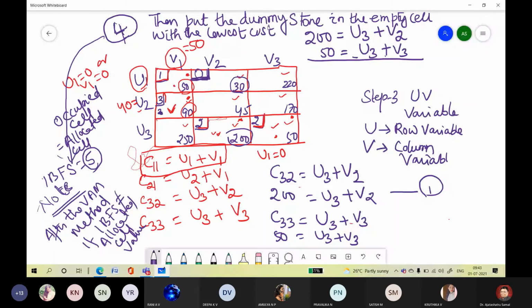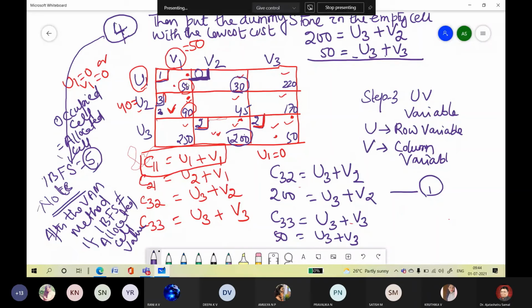So here 30 is the lowest cost, correct? You would put a dummy cell, correct? Understand what I'm saying? If after the VAM method you want to convert the transportation problem into an optimal problem, if the IBFS is not equal to the allocated cell value, then put a dummy stone in the empty cell which has the lowest cost value. So here 50, 90, 250, 200, 50, 170, 200. So 30 is the lowest cost value. So you have to put a dummy cell.